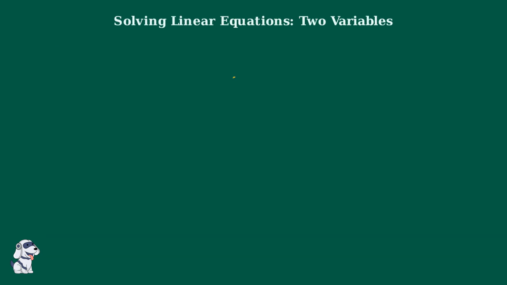When we have a linear equation with two variables, like x plus y equals 5, something interesting happens. Unlike equations with one variable that have a single solution, this equation has infinitely many solutions. To understand why, let's see what happens when we choose different values for x and solve for y.